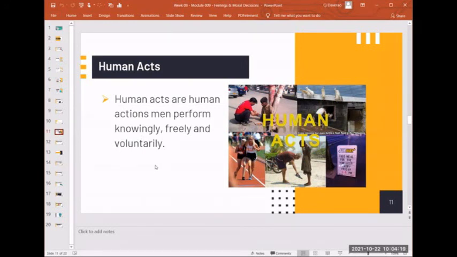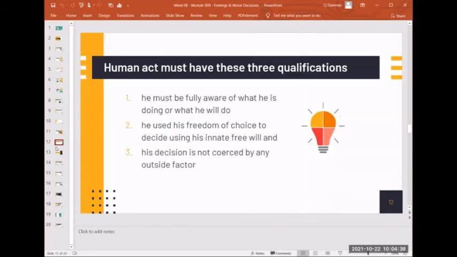If you are acting without your knowledge, well, perhaps you have been possessed by an evil spirit. Yes, possessed. So, freely and voluntarily, it must be with your consent. So there are three qualifications to consider actions as a human act. First, you must be fully aware of what you are doing and what you are going to do. Second, you are using your freedom of choice to decide using your innate free will. Third, your decision is not coerced by any outside factor.